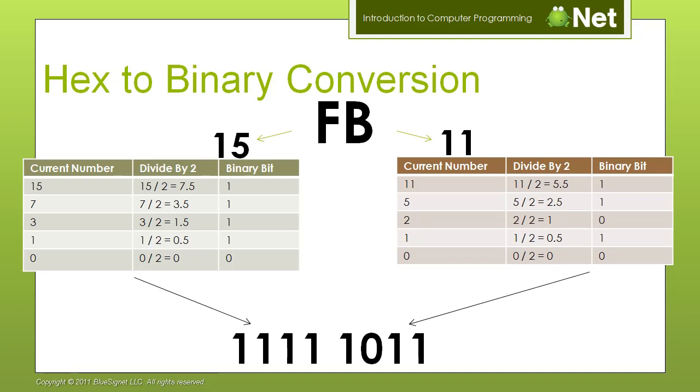Now let's take that other example, FB. We take F, convert that to 15, B, convert that to 11, because we just know that those are the values. And we do that process that Brian explained, and we convert 15 to binary, which is all ones. Then 11 to binary, which when we read from the bottom up on that chart there, it's 1, 0, 1, 1. So now we have successfully converted this to binary.